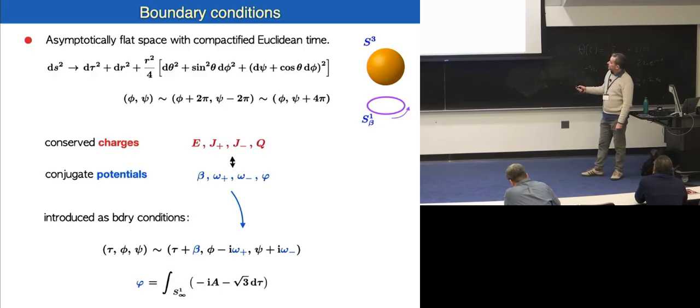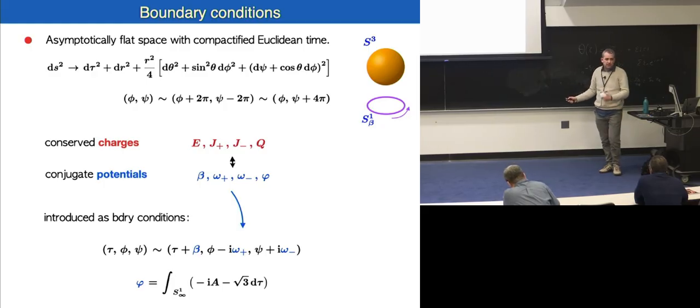So given these isometries, the isometries will be parameterized therefore by tau, phi, and psi. We have 3 isometries. And then since we are in this supergravity theory with a gauge field, we also have the electric charge. So we have these conserved charges, E, J+, J-, and Q. J+ and J- are associated respectively with rotation along phi and psi. And then we can introduce their conjugate potentials, that is the inverse temperature, the angular velocities omega plus, omega minus, and an electrostatic potential phi.